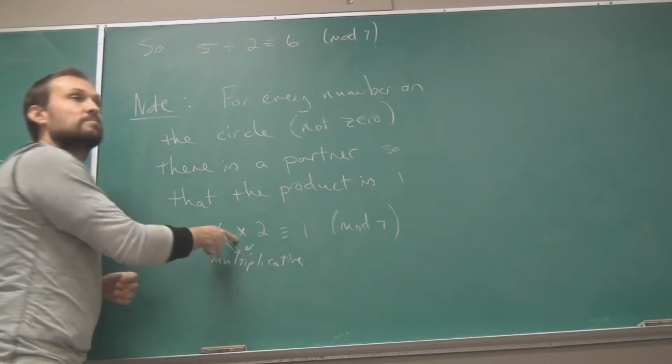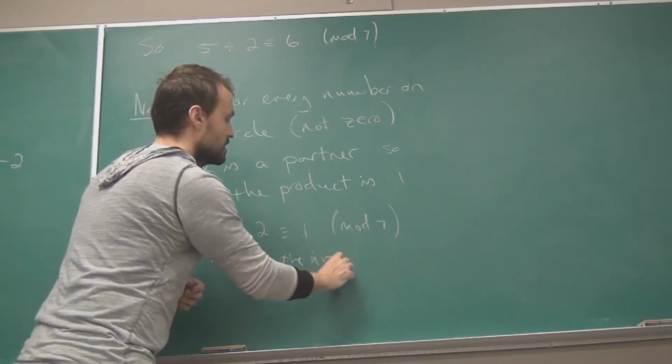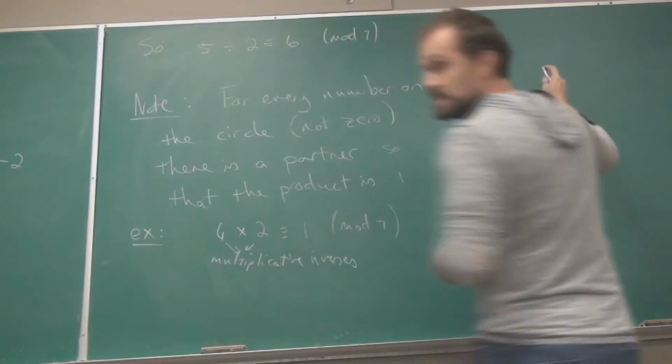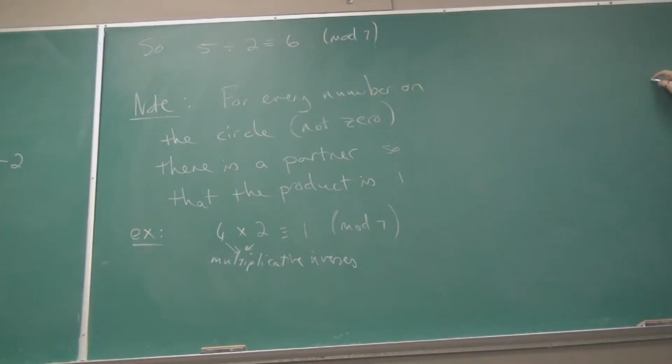So, we call these multiplicative inverses. Multiplicative, because I'm multiplying. Inverses, because they sort of cancel each other. But now the cancellation result, when it comes to multiplication, is 1. Multiplicative inverses.